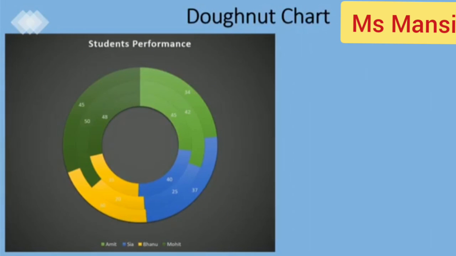In donut chart, all the marks and data series are shown in different circles. Look here, in donut chart different circles are there, so your data will be visible according to these circles.